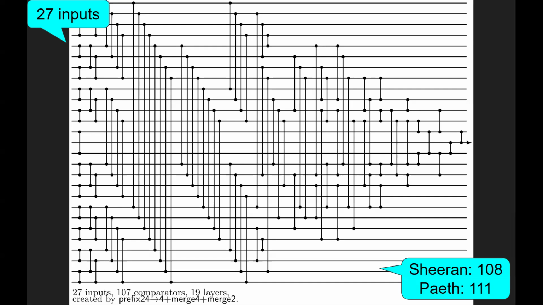And then Mary has a 108 comparator network. I thought for a long time that was the best. And Paeth has a 111 one. But suddenly, one day I woke up because my computer keeps trying, and then suddenly said, hey, I found a 170 comparator one for 27 inputs. That was a few days ago.